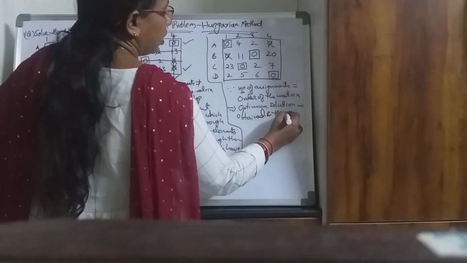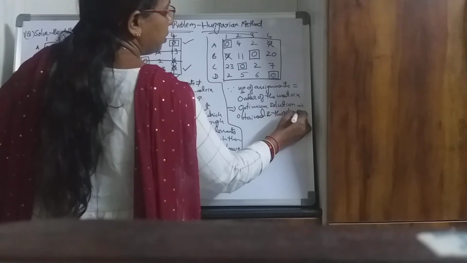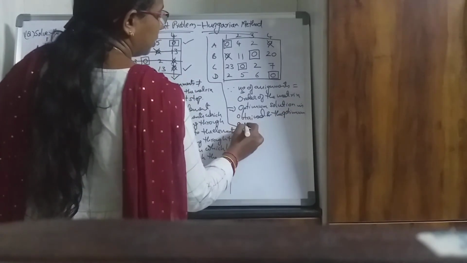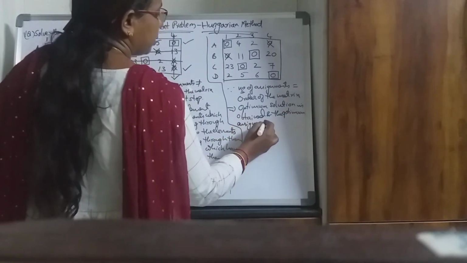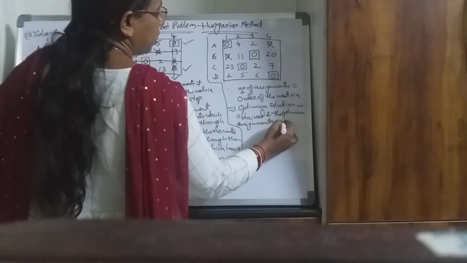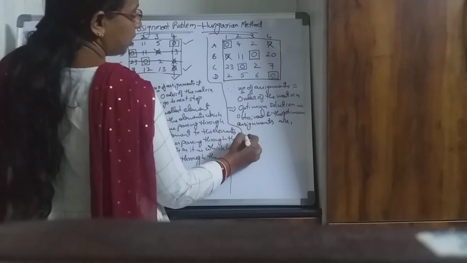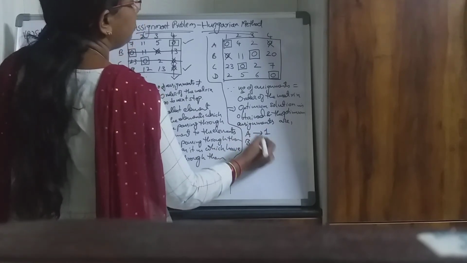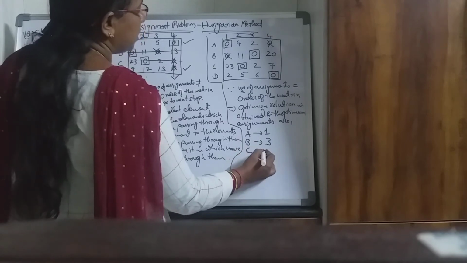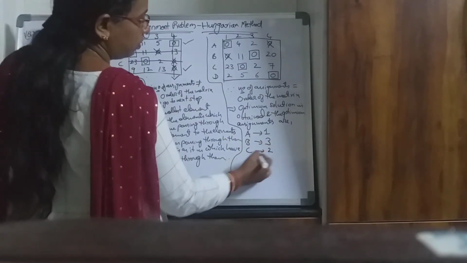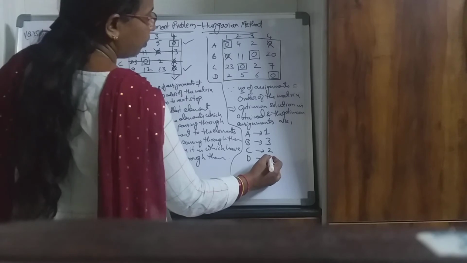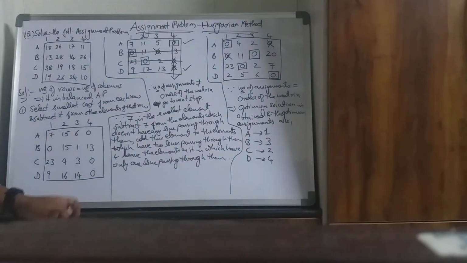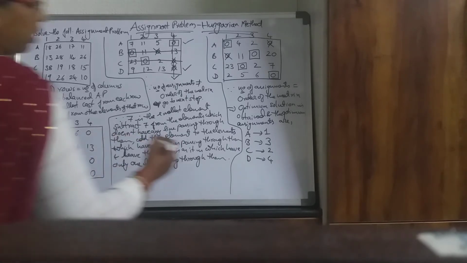The optimum assignments are, see, person A will perform first job, person B will perform third job, person C will perform second job, person D will perform fourth job. Then now you got the assignment of the jobs, which person will do which job, you got it. Now find the minimum cost.